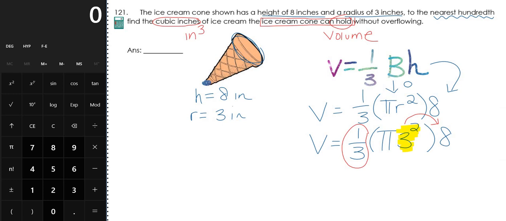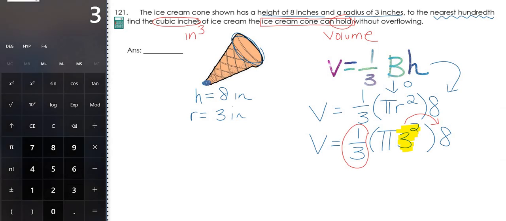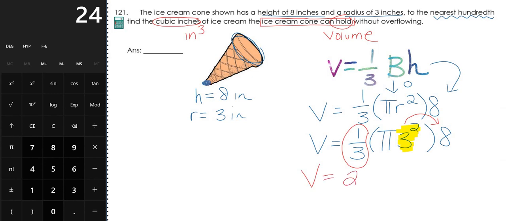All right, let's do this in the calculator. 3 squared is 9. Let's get it in there. Times 8, which is 72. Then I'm going to divide by 3 instead of multiplying by a third. Divide by 3. That's 24. Okay, so right now I have 24 pi. I haven't multiplied pi in yet. If they ask me for an exact value, that would be my answer.